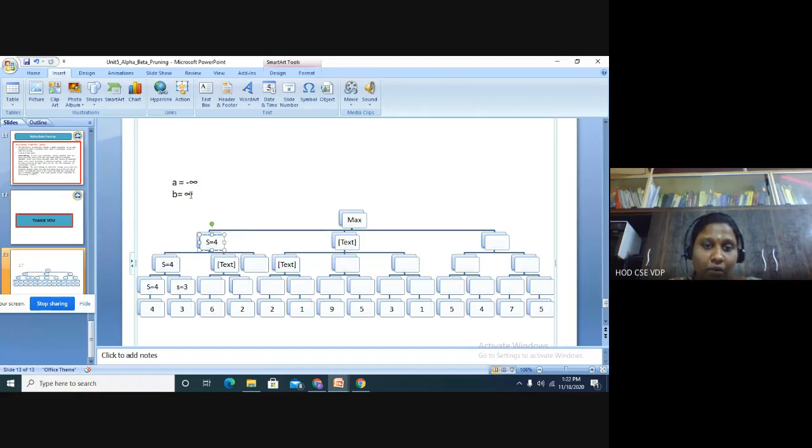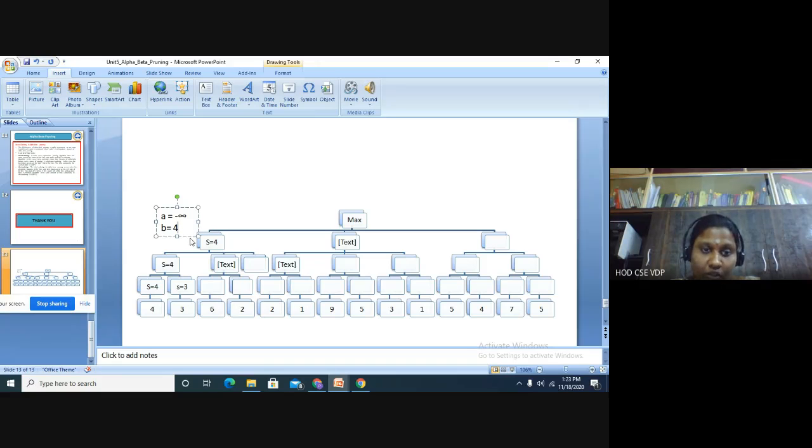Now what is the value of alpha and beta of this node? It was inherited from the parent, right? So that still remains minus infinity and plus infinity. Now where will this 4 get assigned? The question here is, it is minimization, so it gets assigned to beta equal to 4. Okay, so beta becomes 4 and alpha still remains minus infinity.